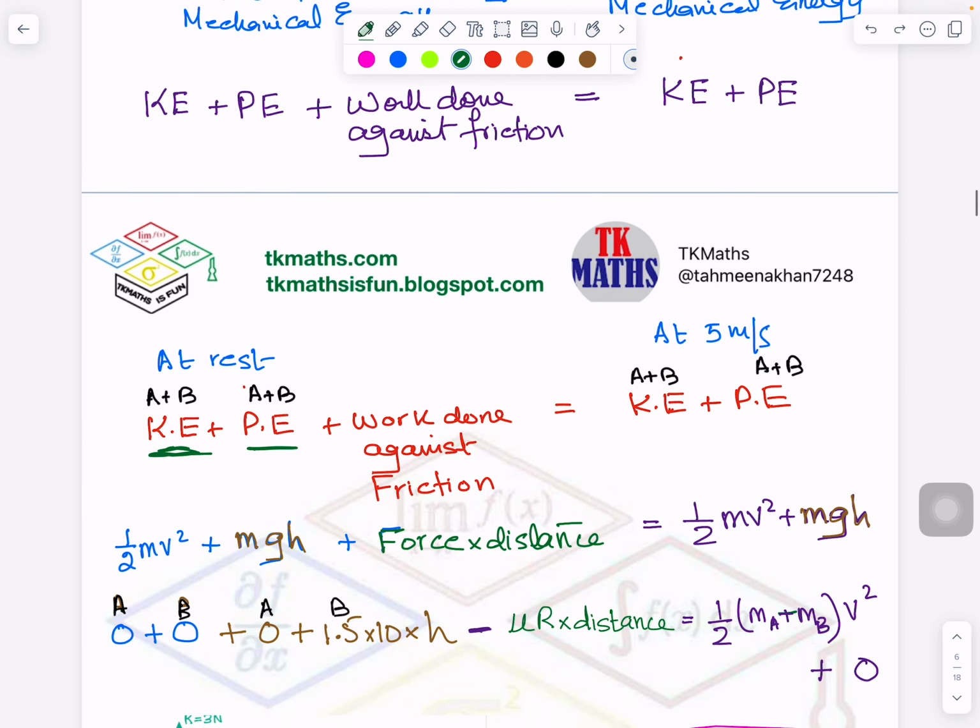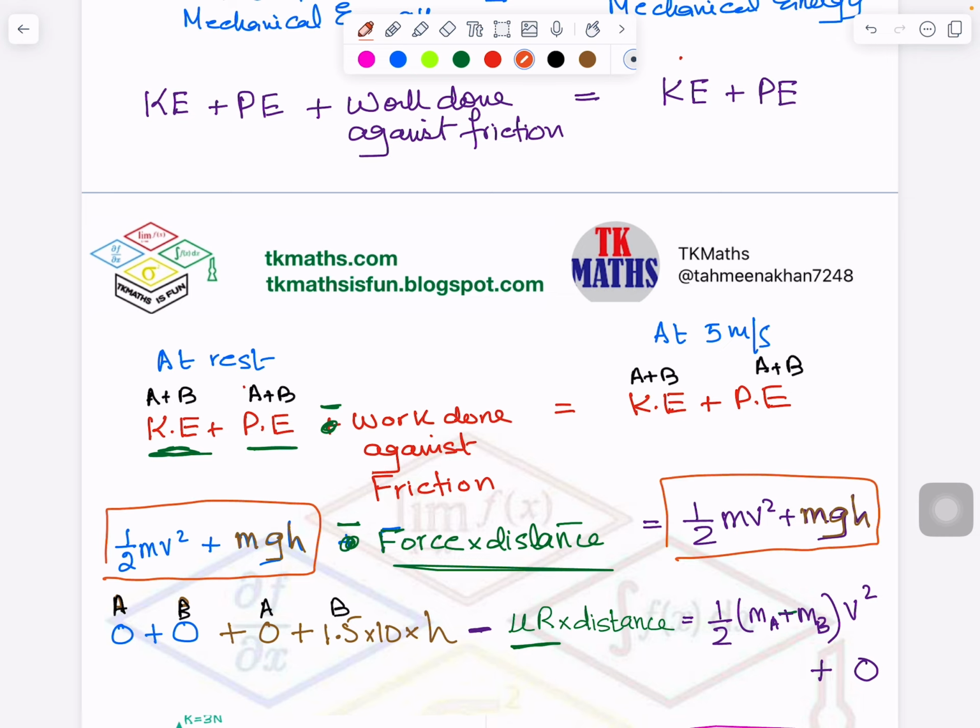Now, work done against friction, and that I will take as minus. You know why? Because it is against friction. Okay, and what is work done? It is force into distance. See here, force into distance. And what is the force here? Frictional force, which is mu R. So this is done. Substitution I will show you later. And here I have written the formula for you, half mv square plus mgh, both for particles A and B.